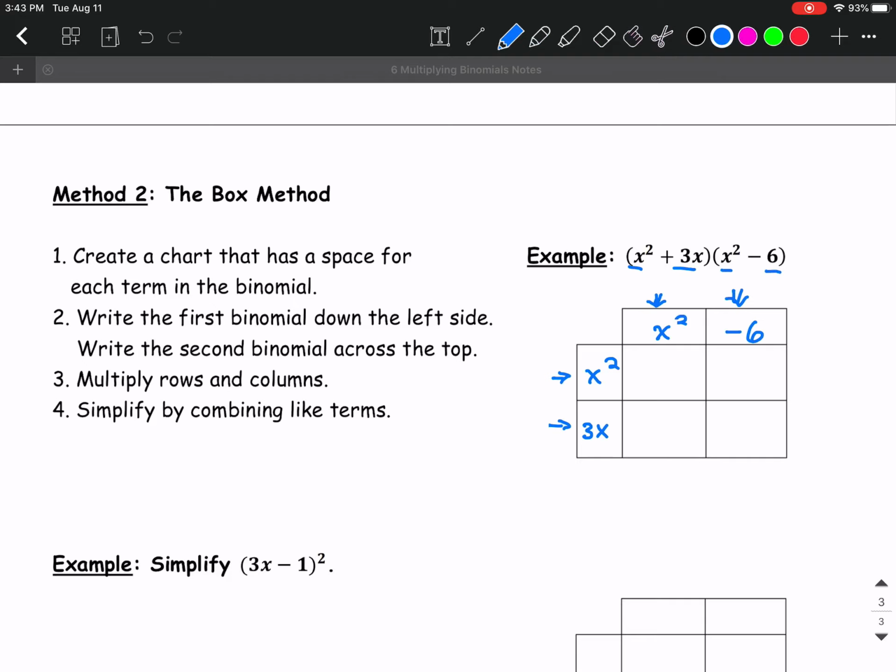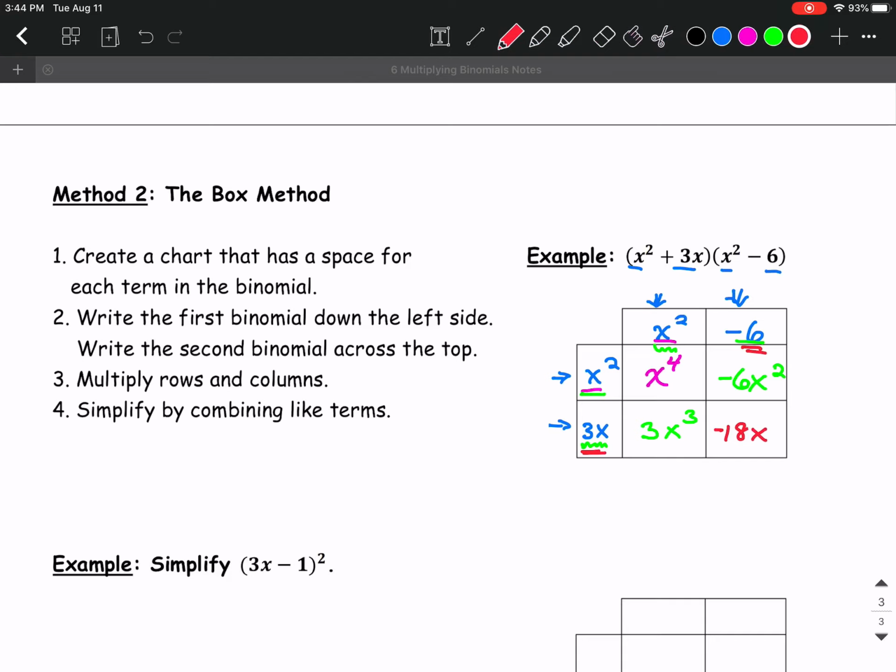Now we multiply. We're going to do the x squared times the x squared. That's x to the 4th. Now we're going to do the x squared times the negative 6. That's negative 6x squared. Now we're going to move down a row and do 3x times x squared. That's 3x cubed. And then finally, we're going to do 3x and a negative 6, and that is negative 18x.